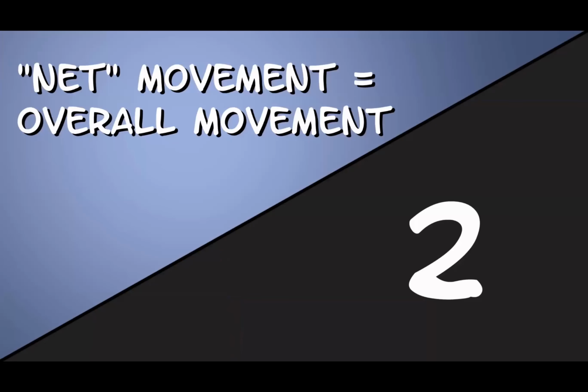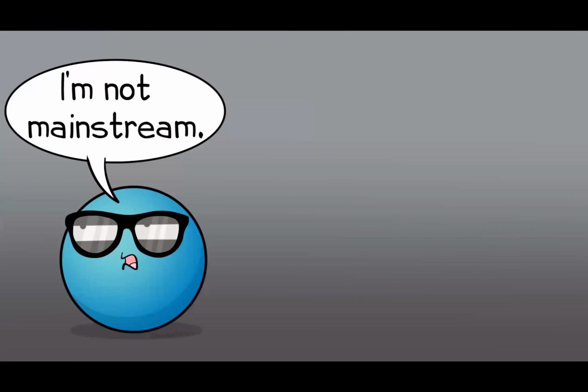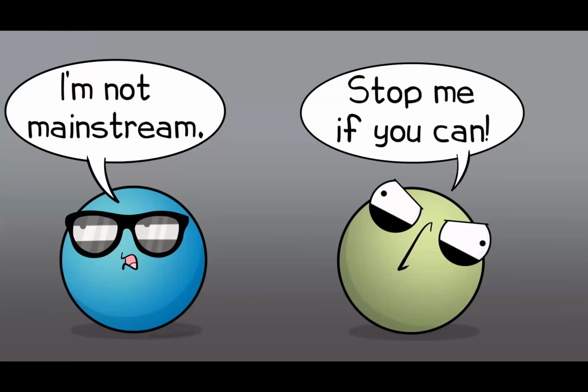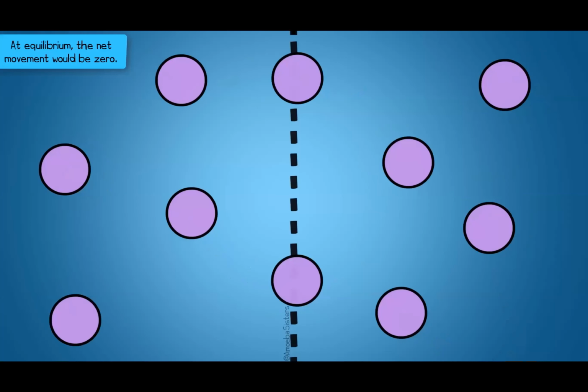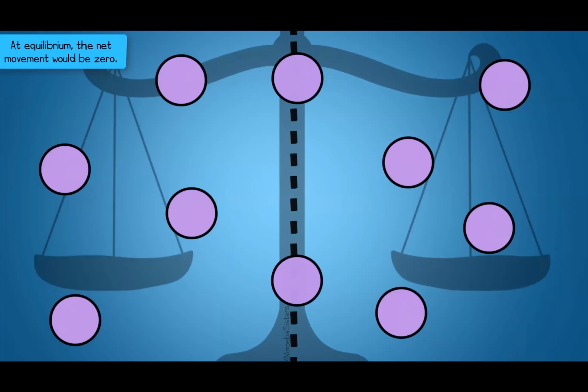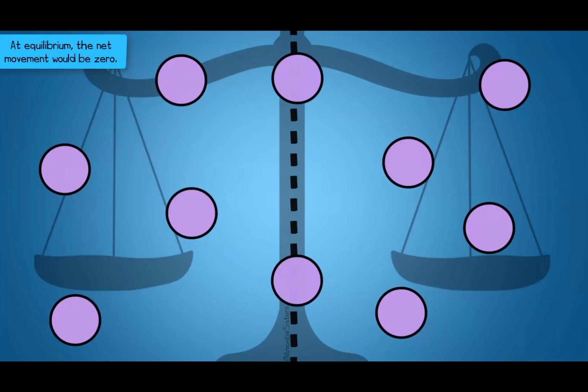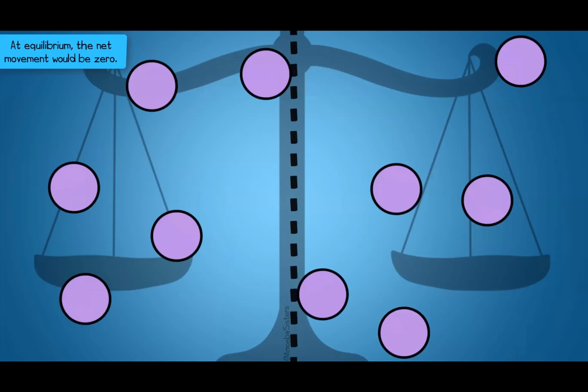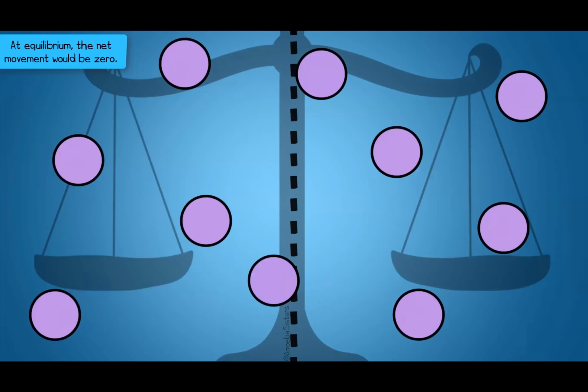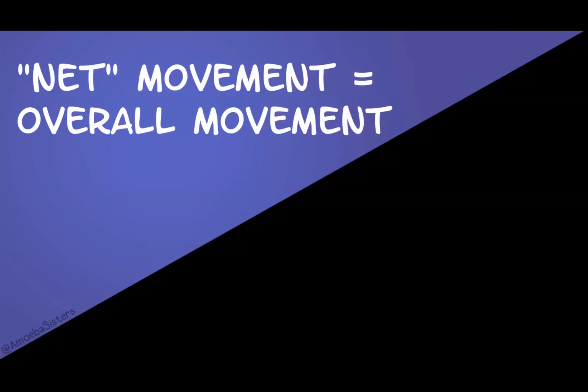Now, I want to mention two important points. First, we say net movement because that's the overall movement. But it doesn't mean that the molecules can't move around the other direction, and it doesn't mean that the molecules eventually stop moving either. The molecules are continuously moving, even when equilibrium is reached. It's just the overall movement, the net movement, is from a high concentration to a low concentration until equilibrium is reached.